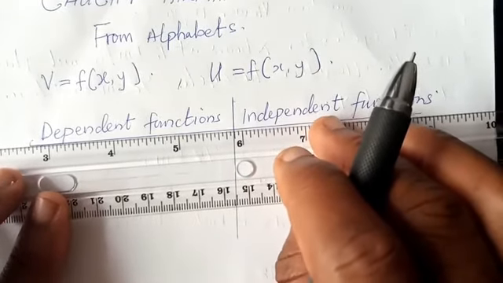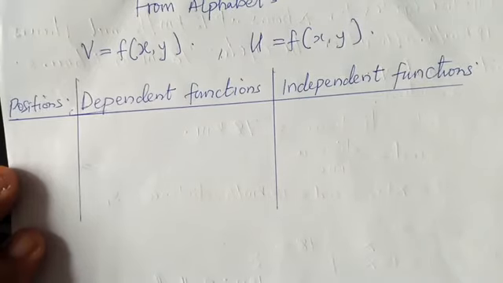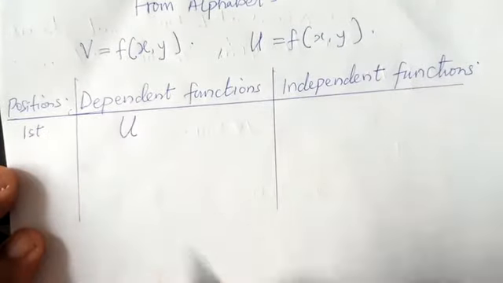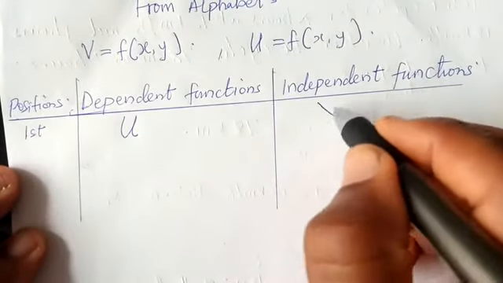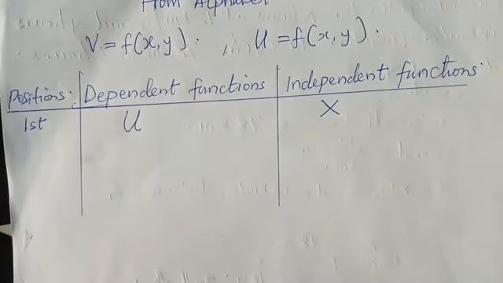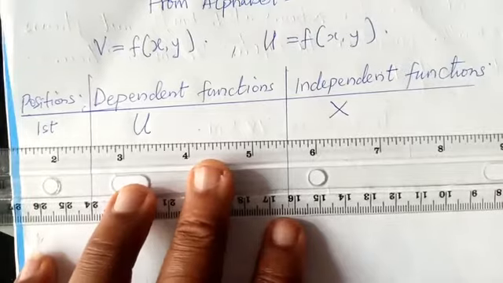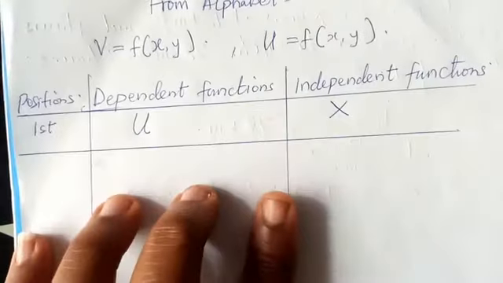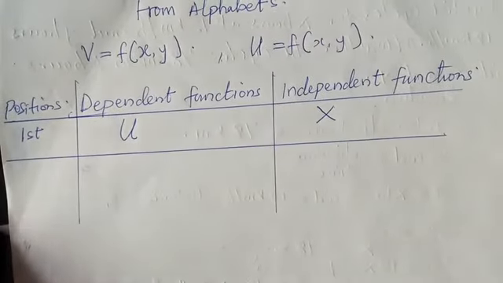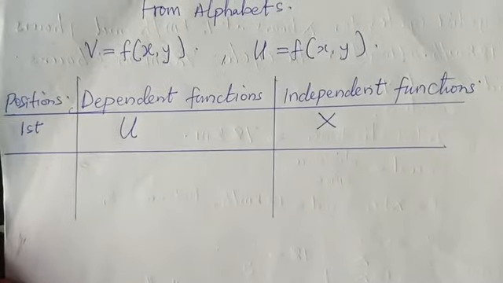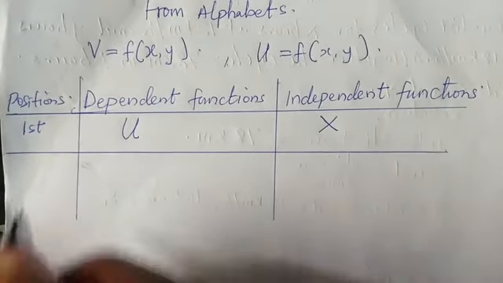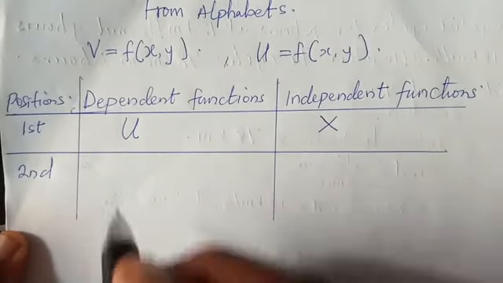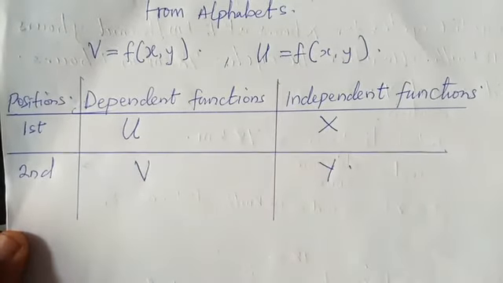Now I have these two tables. Remember, from the alphabet, all these letters are from the alphabet: u, v, x, y. So in my alphabet I have dependent functions and independent functions. We have positions. The first one is u, and then the corresponding one is x. From the alphabet, u, v, x, y, z. So the first one is u and x, in the first position. Second position, we have v and y.